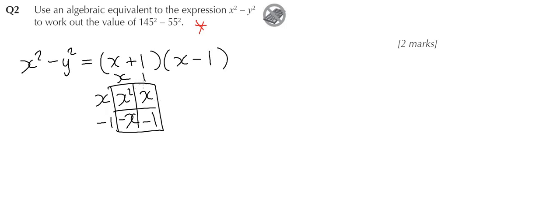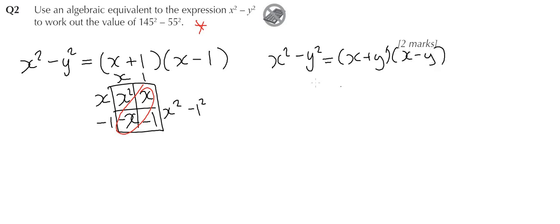Then remember, we do our collecting like terms. Add those together, I get my x squared term. Now x minus x, well, they cancel out. Minus 1, so remember, that's 1 squared. So I end up with x squared minus 1 squared from doing this. So I want something that looks like this. x squared minus y squared is equal to x plus y times x minus y.